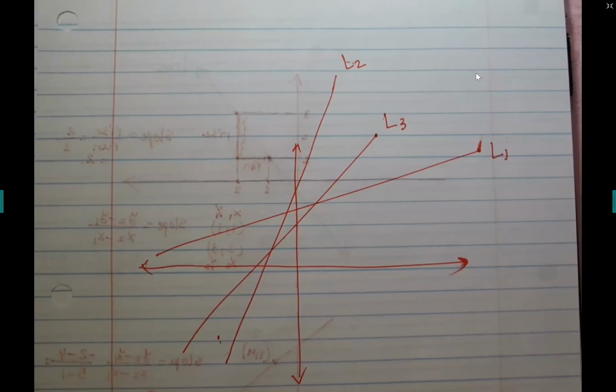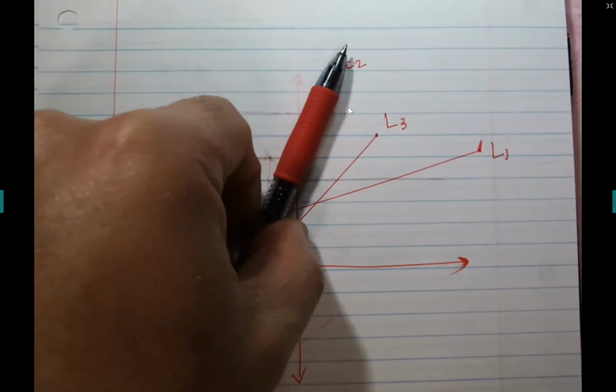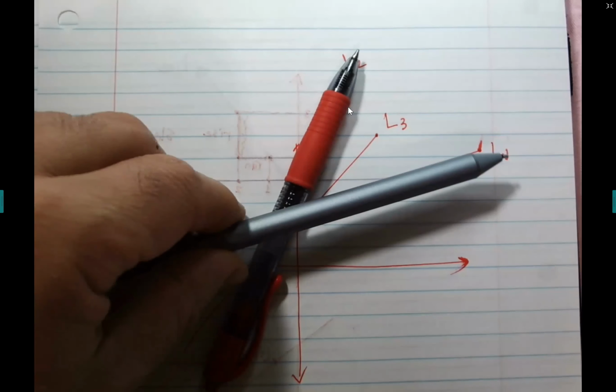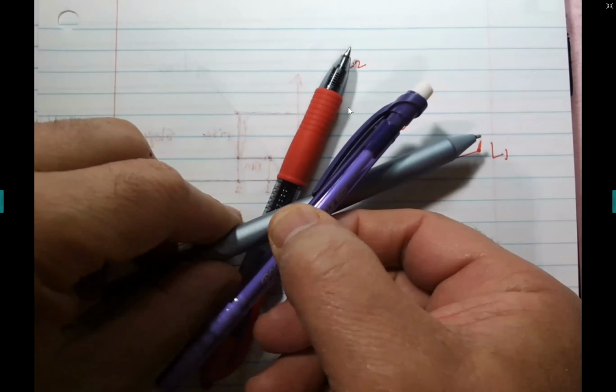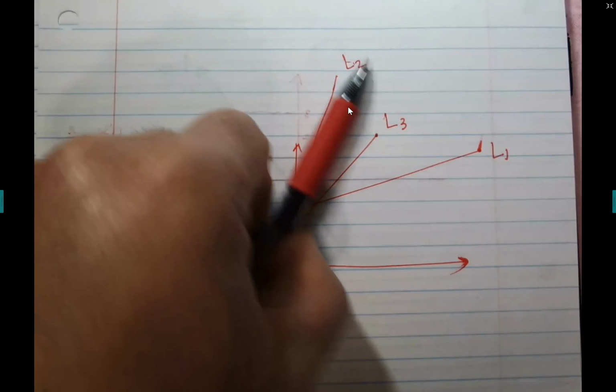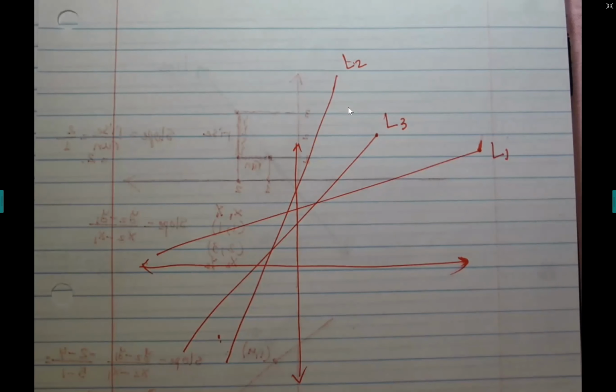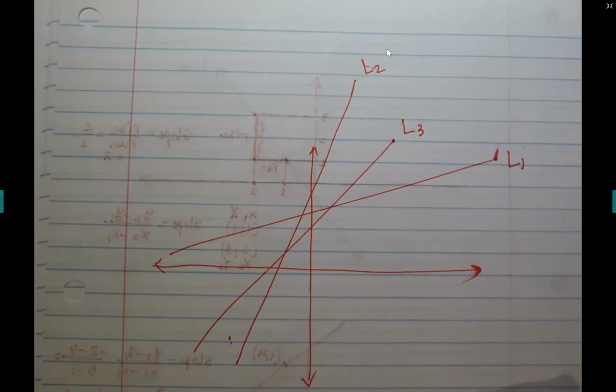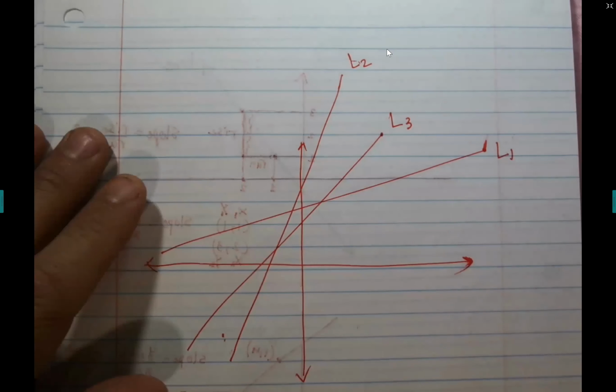So you have 3 lines. Can you guys tell me which one has the largest slope? L1, L2, or L3? L2, I agree, because it's the steepest. Look, guys, watch. This is L2, this is L1, and this is L3 in the middle. So L2 is the steepest. Which one has the smallest slope? L1. And then L2 will be... you don't need to know what the slopes are. By looking at them, you should be able to tell, guys.